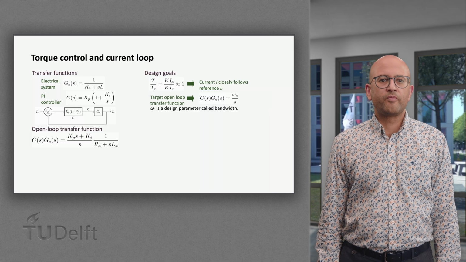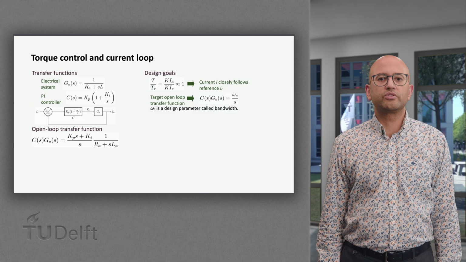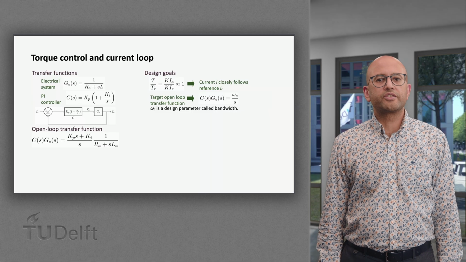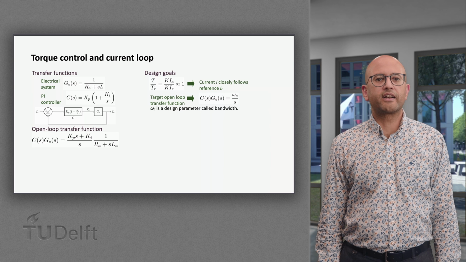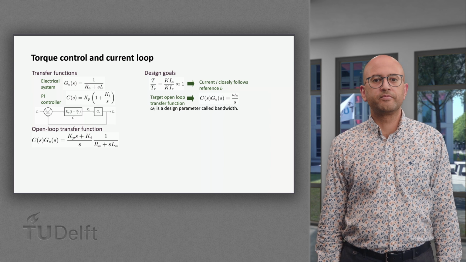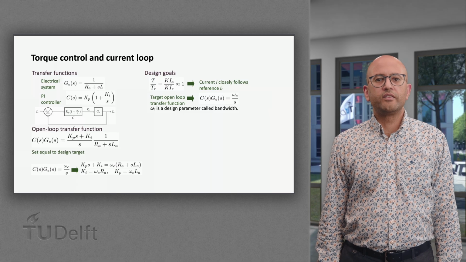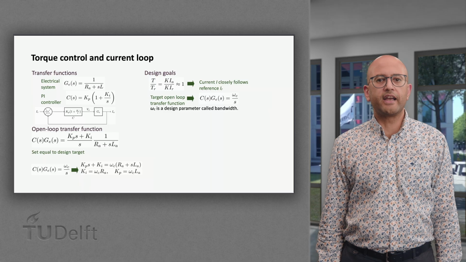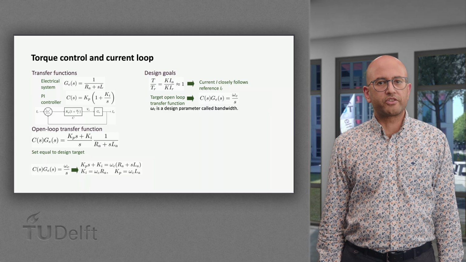Having this in mind, we can see how to relate the PI controller parameters to the desired bandwidth by canceling R_A over L_A with K_I over K_P. Therefore, once omega_C is chosen, K_P and K_I can be decided based on it.